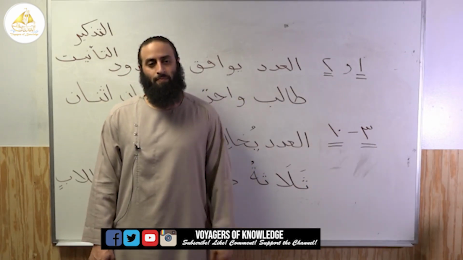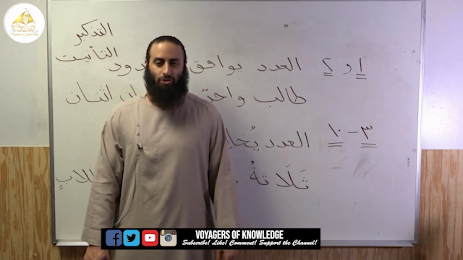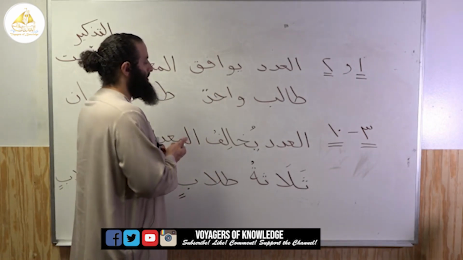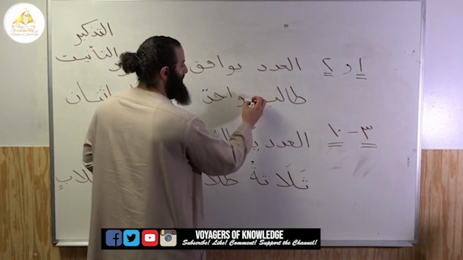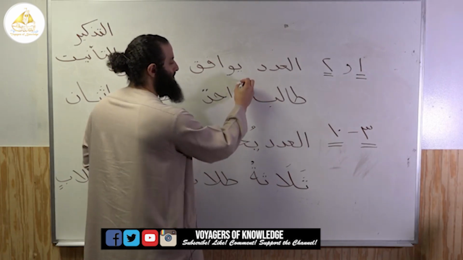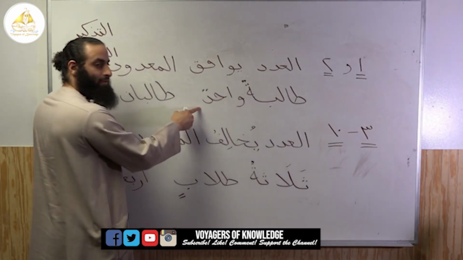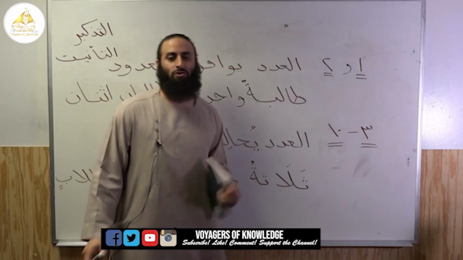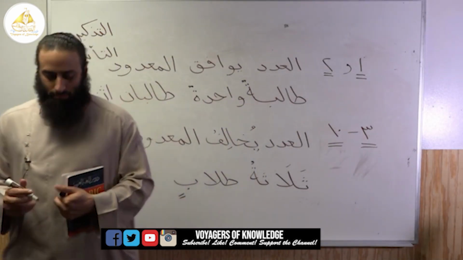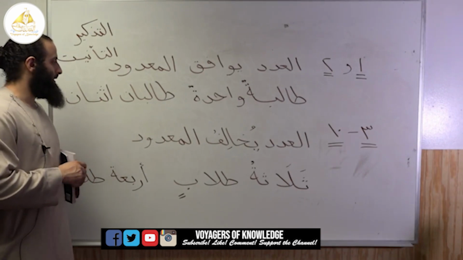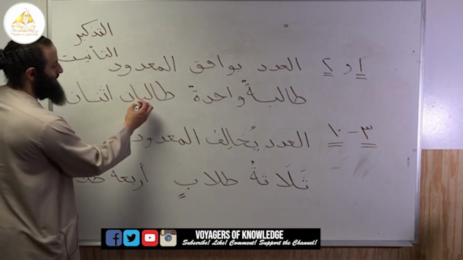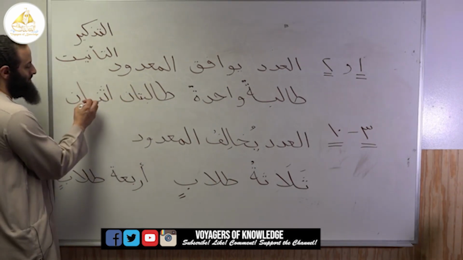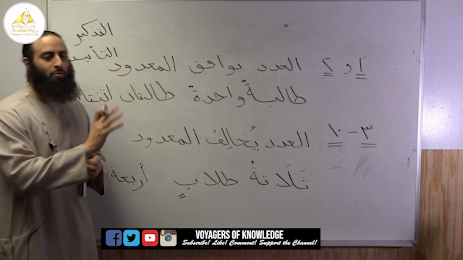1 and 2. What if it's one feminine student? That's to be pointed out in the next lesson. But what will end up happening, if it's feminine, it will still be the same. Talibatun wahidatun. So that's just for number 1 and 2. They're the same. Okay? And for this one, it would be talibatani, feminine, ithnatani. So it will be the same.